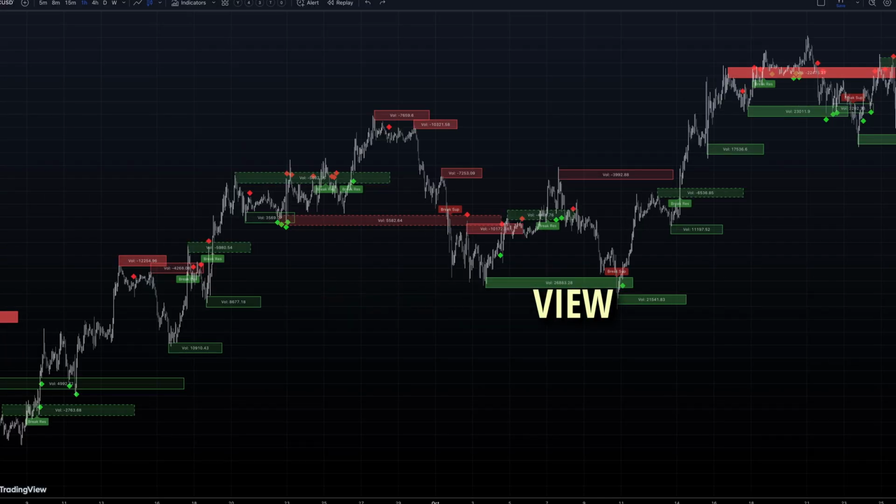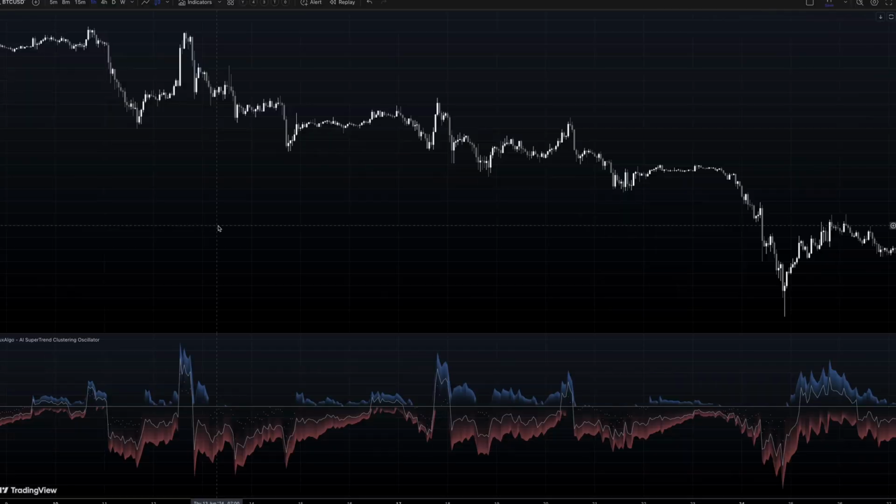Here's a summary of 11 trading strategies and even more TradingView indicators we covered in January, so you can have it all in one place. Let's dive in.